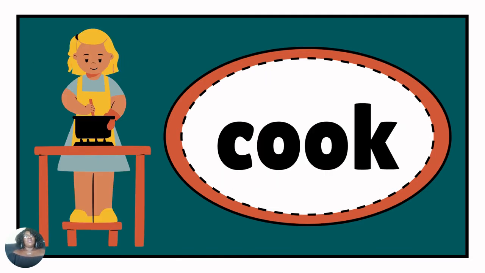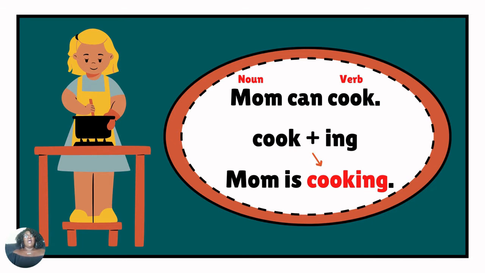Cook is our next word. Pronunciation, cook. Our sentence: mom can cook. Mom is the noun. Cook is the verb. Cook describes what mom can do. Cook plus ing becomes cooking. Notice the arrow and the red word. Mom is cooking. So cooking is an action verb.